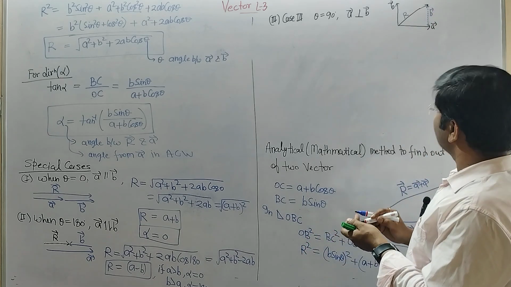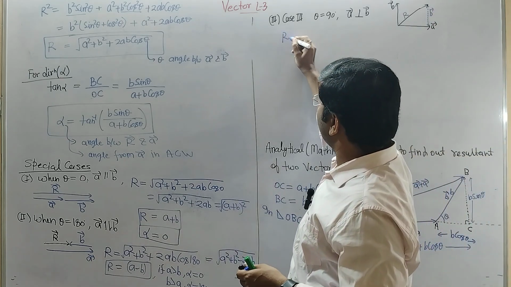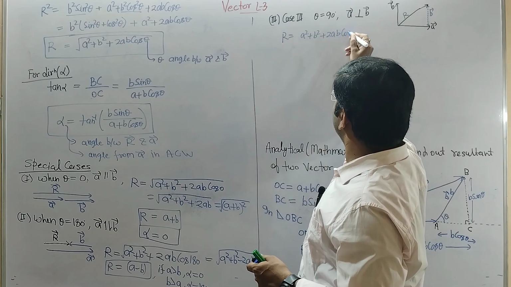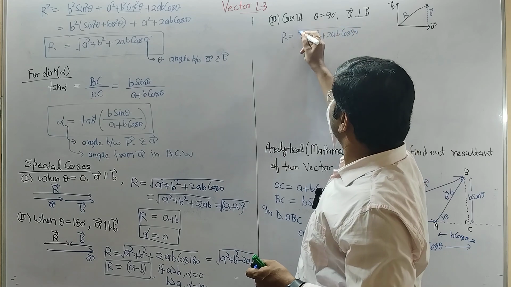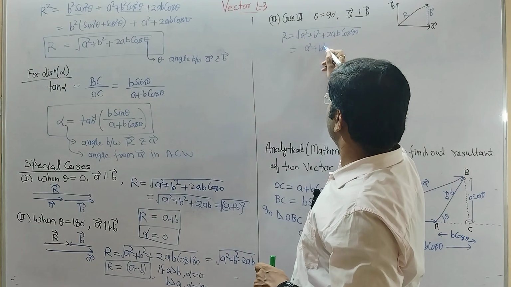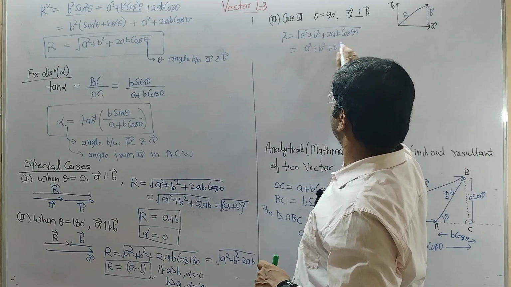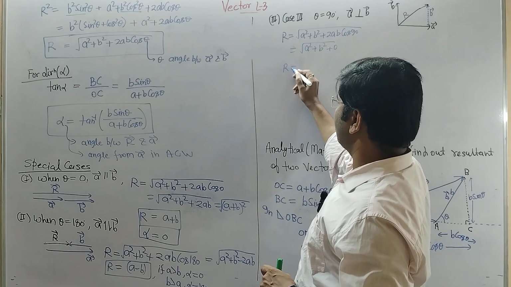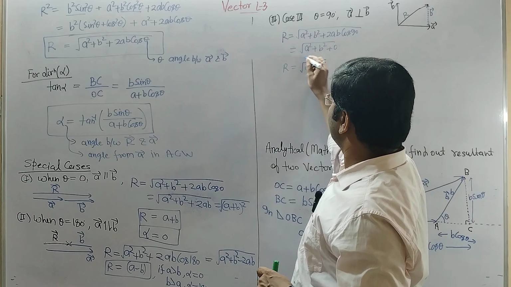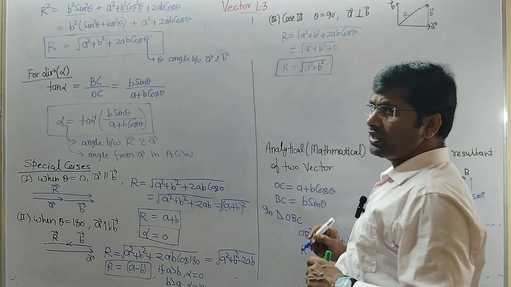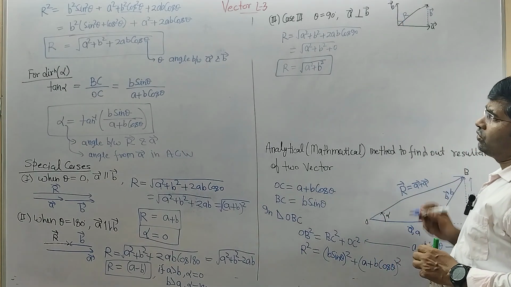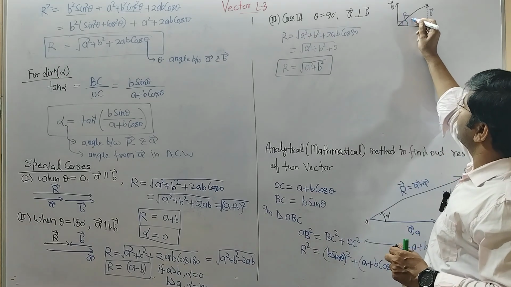Okay, so here if I calculate the resultant by formula, it is root of a square plus b square plus 2ab cos theta. What is the value of the angle? 90. We know that cos 90 is 0, so this value will be a square plus b square, and this term will be 0. So simply R equals root of a square plus b square. This is how we get the resultant of two vectors which are mutually perpendicular. In this case we have to find this direction alpha.